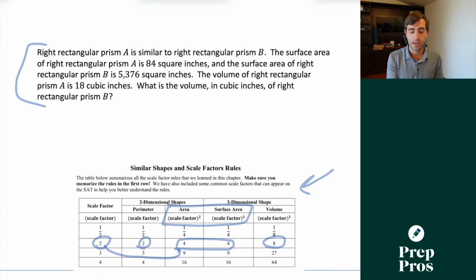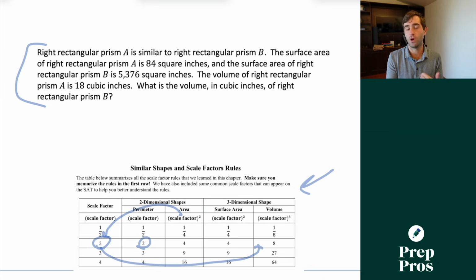Now what these really complex questions make you do is work from something like area multiple back to scale factor to be able to move to volume multiple. If we can use these rules and work in those directions, we can solve these really complex questions quite quickly. So see if you can pause the video with that information in mind and solve through.